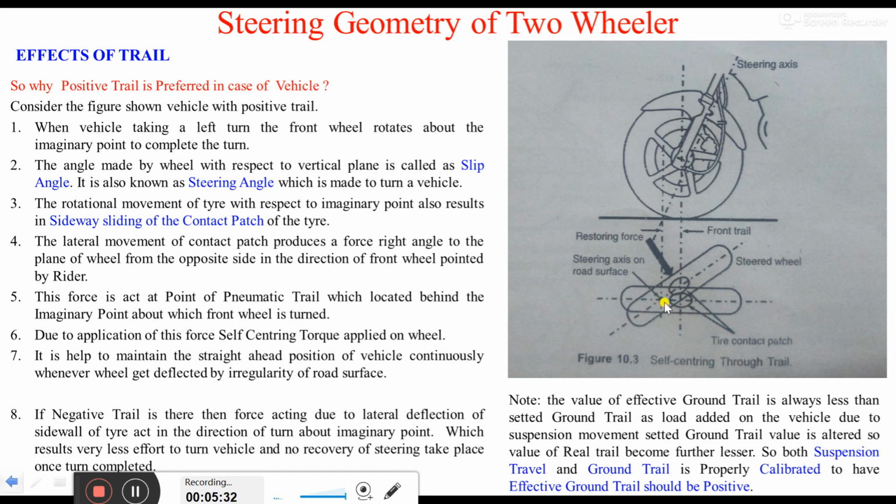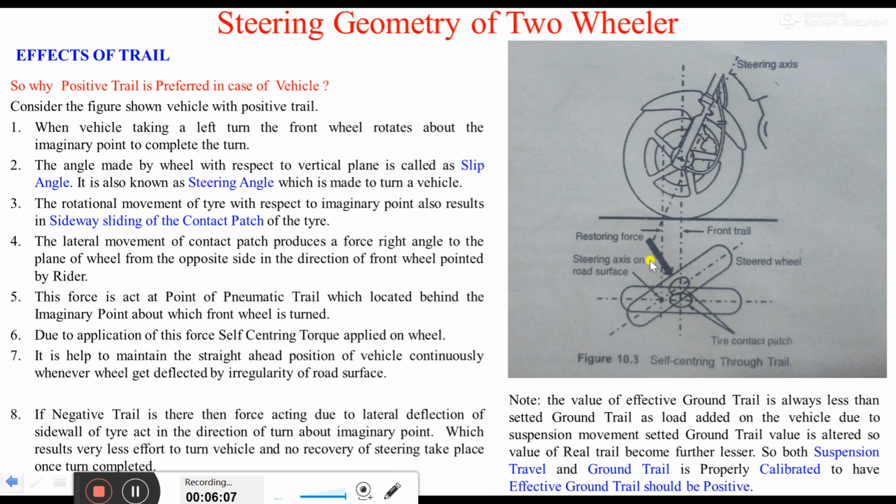Okay, so if we have positive trail, that time only our imaginary point, which is the intersection of the steering axis with the ground surface, will lie in front of this intersection point, that is the intersection point of the vertical axis and the ground surface. And that time only this self-righting force acts about the imaginary point to bring the road wheels to the straight ahead position, for straight ahead recovery, and it will help the driver. So because of that directional stability will improve.